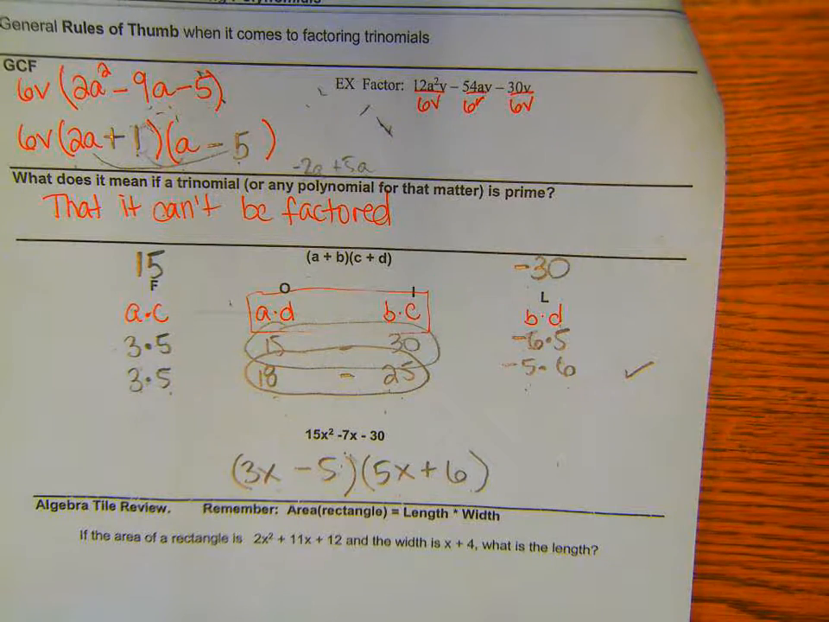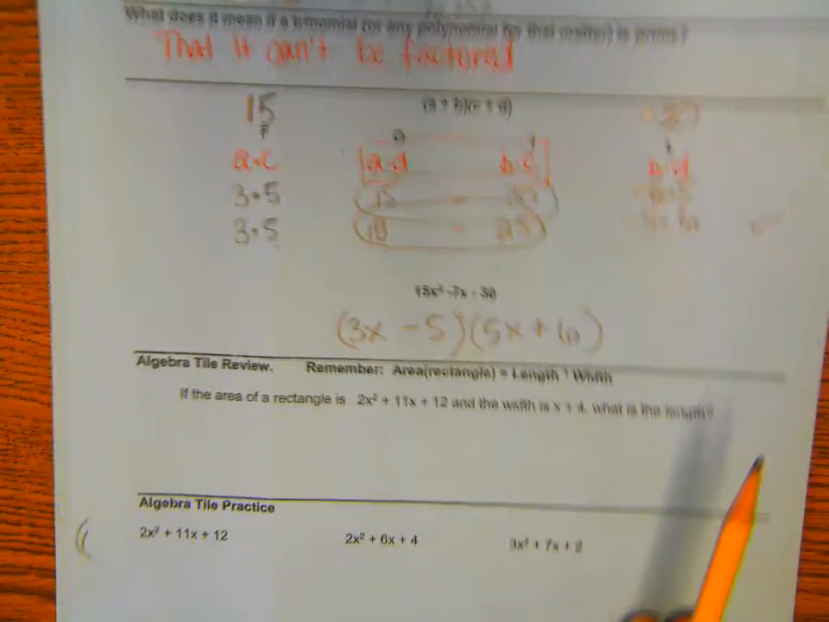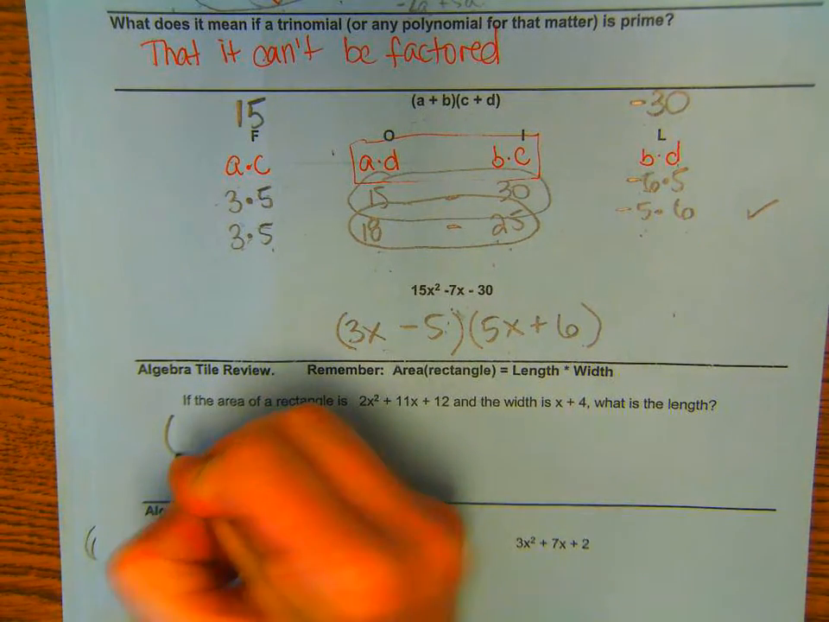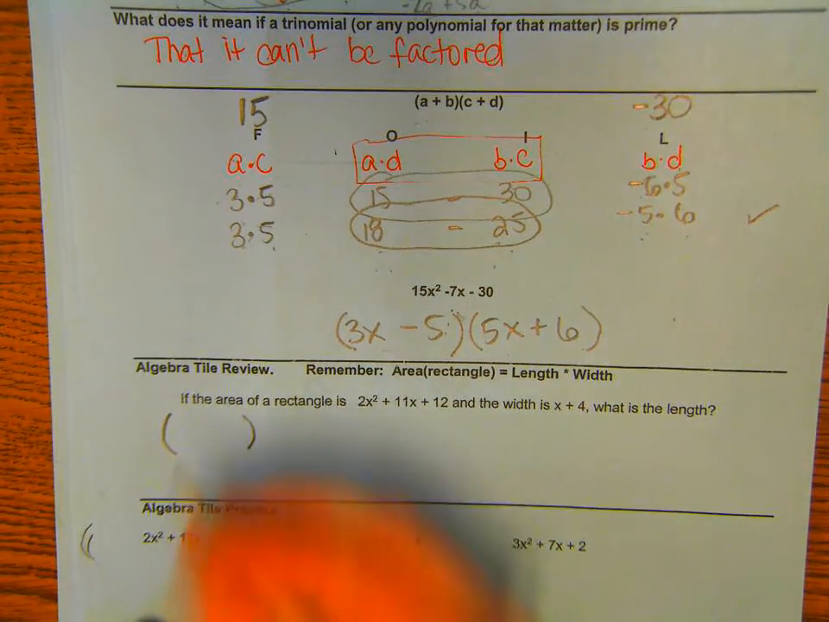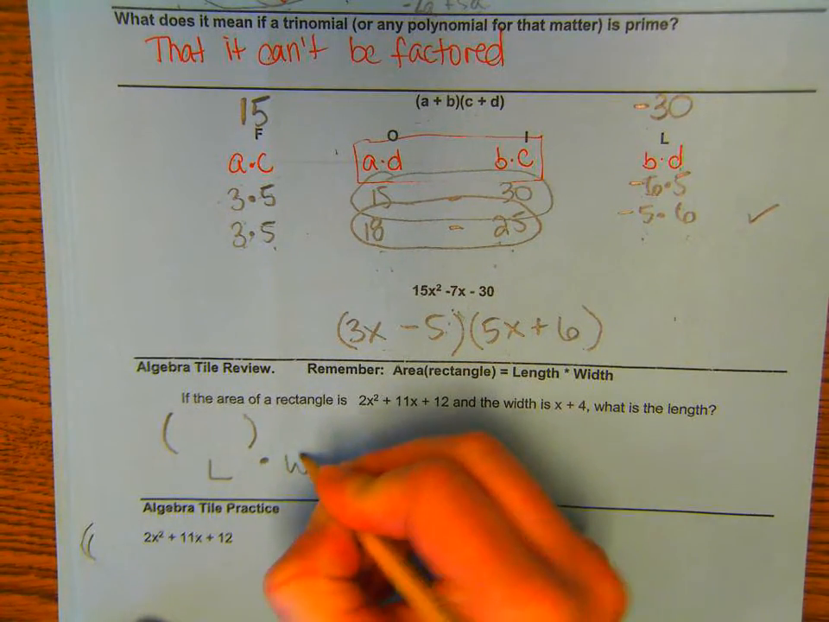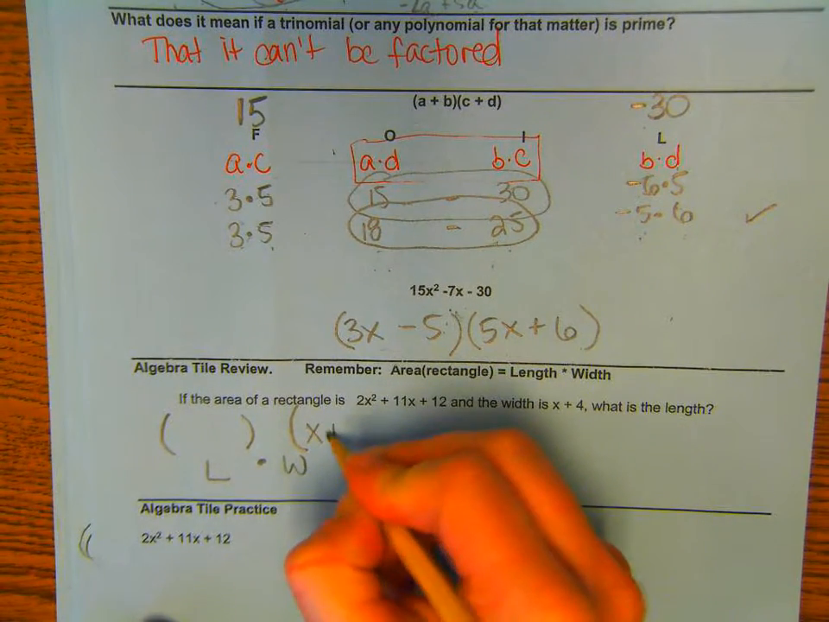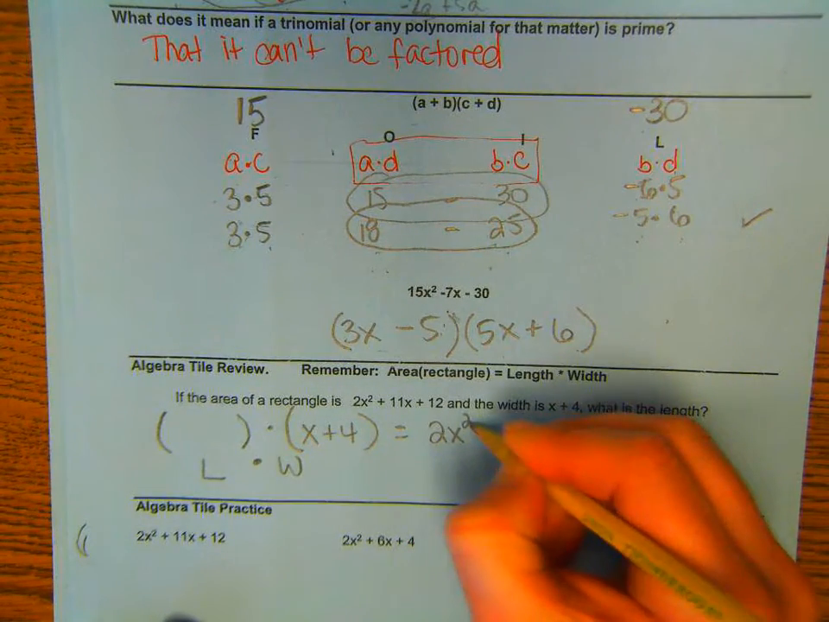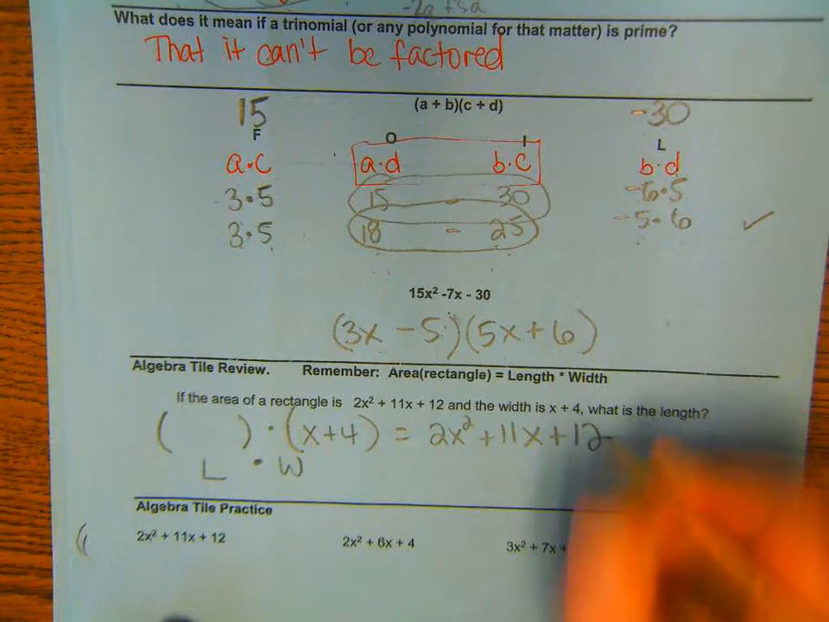Okay. Now, I'm going to kind of give it to us in little steps. If the area of a rectangle is 2x squared plus 11x plus 12, and the width is x plus 4, what's the length? Well, let's write this out. Area is what? Length times width, correct? Now, I don't know the length, so I'm going to leave that parentheses empty. But I know the width. What was the width? x plus 4. And then I know what the area is. It's 2x squared plus 11x plus 12. Can you take a second, if possible, and fill in the blank?